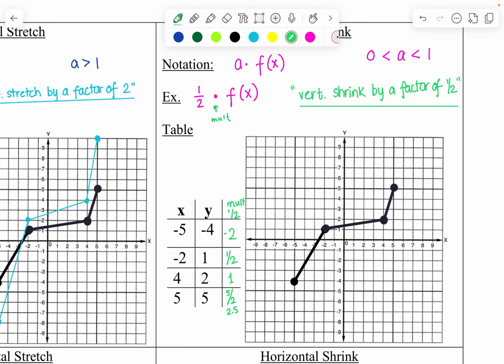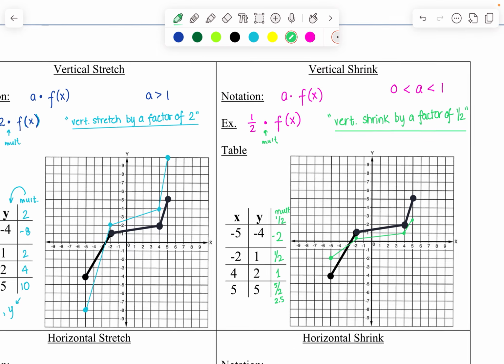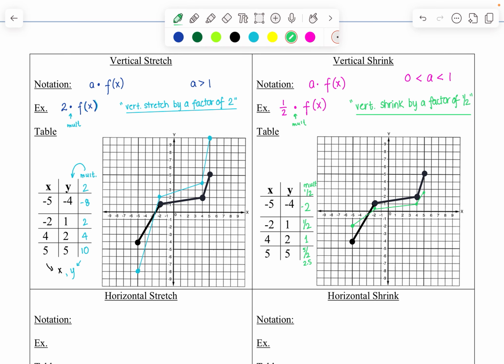When we go to plot our points, -5, -2. There we go. -2, 1/2. Notice how everything is shrinking. We've got 4, 1, and 5, 2.5. I can do better. There we go. So now go ahead and draw your lines using a straight edge. And there you have it. Vertical stretch versus a vertical shrink.